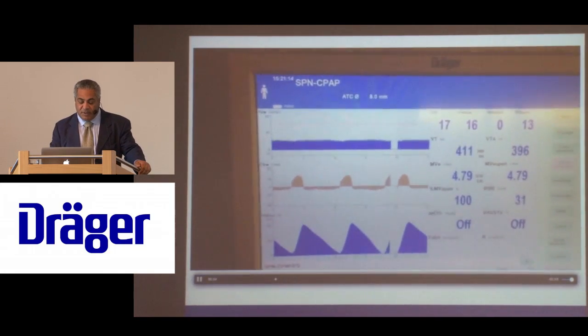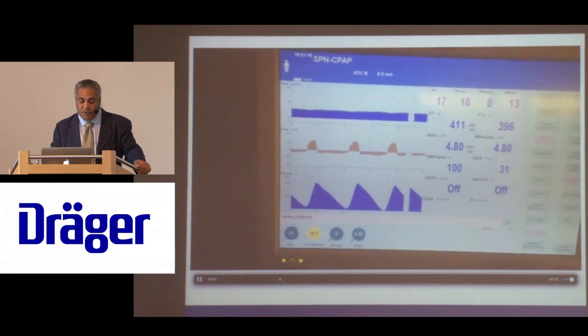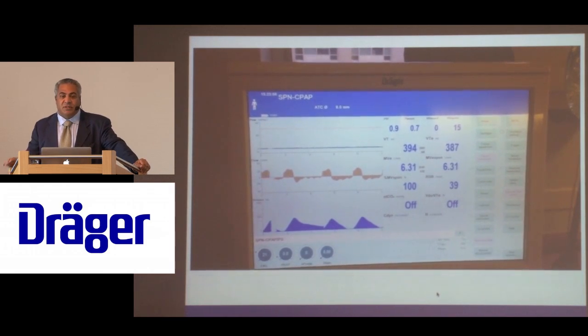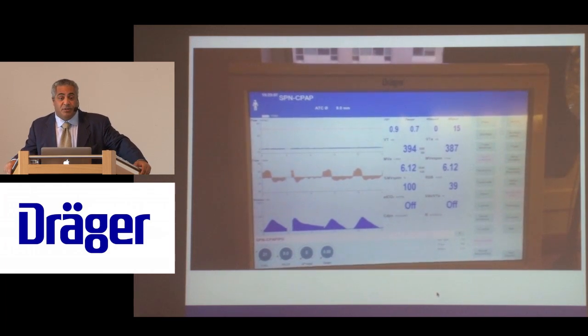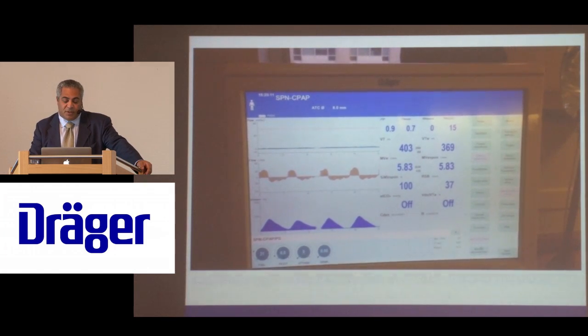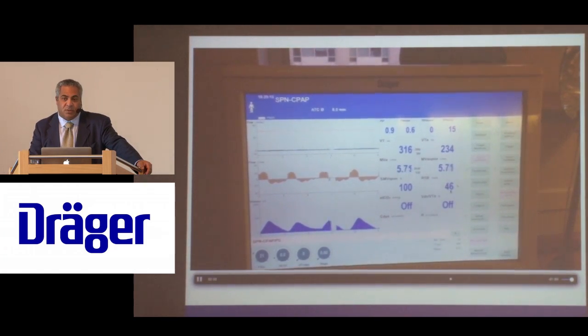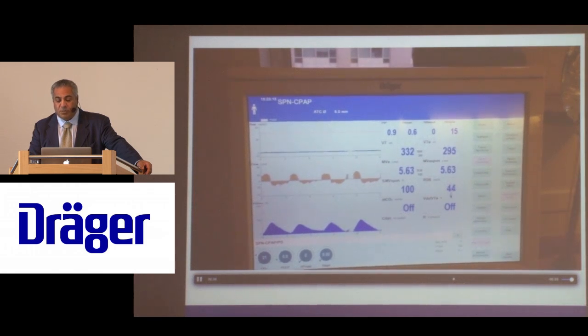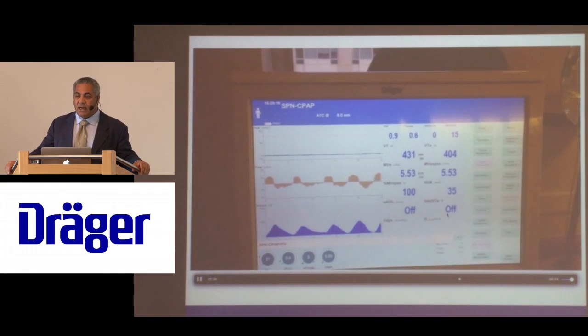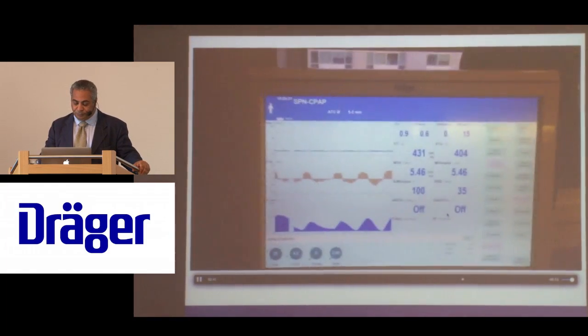And I'll just speed this up here. And ultimately what we want to do is mimic, this is on 0. So this is spontaneous breathing without any pressure. And you can see it looks essentially the same. And we look at their work of breathing. We use the Rapid Shallow Breathing Index. We don't use it just for extubation. We look at it to have some idea of their work of breathing.